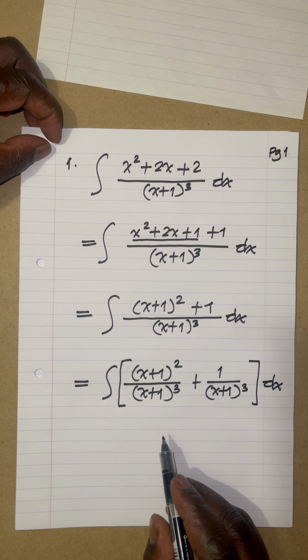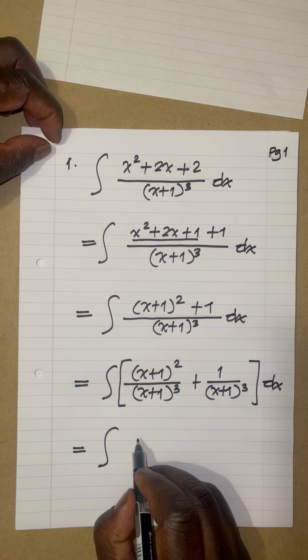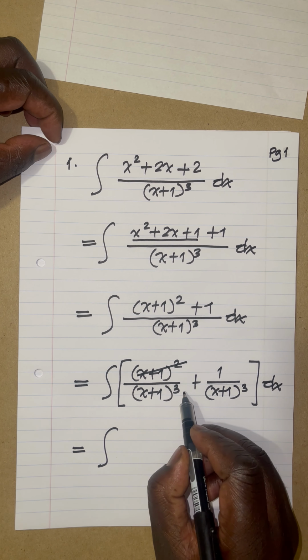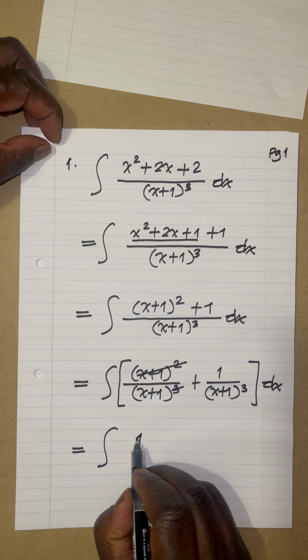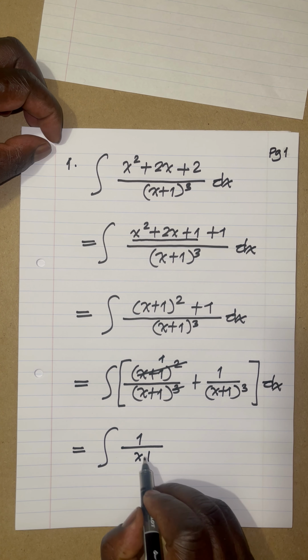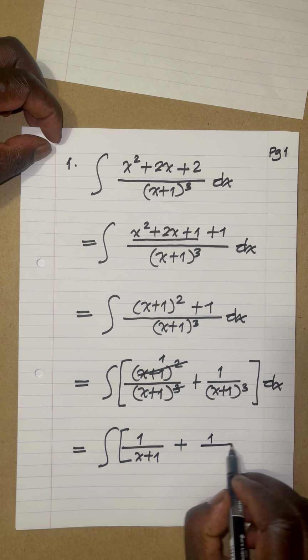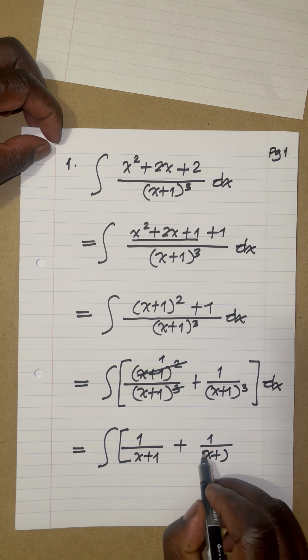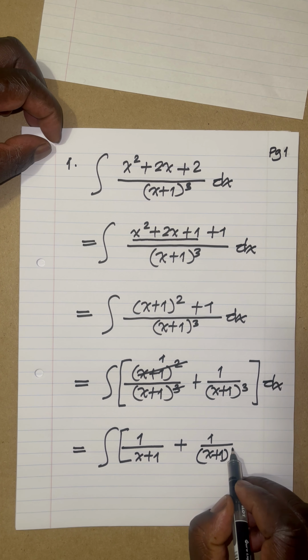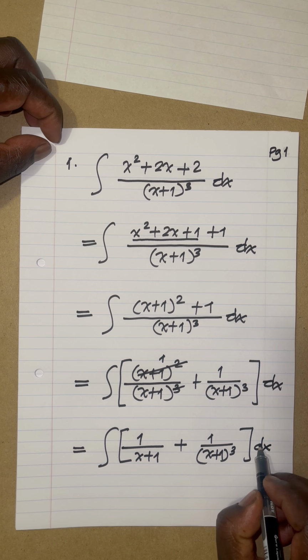Now, as you can see, this part here simplifies to the integral of, like so, 1 in the numerator, obviously, and down here we have x plus 1. And what are we saying? Plus 1 all over x plus 1 all cubed, and then we have dx outside like this.